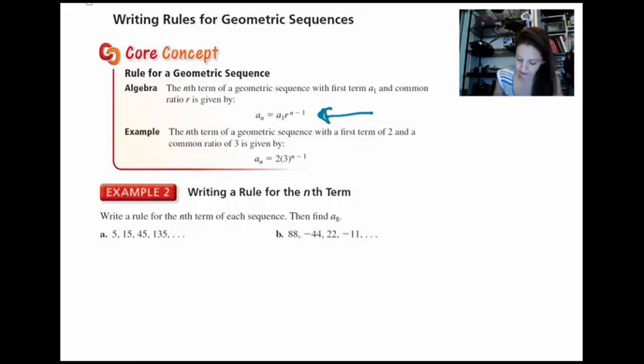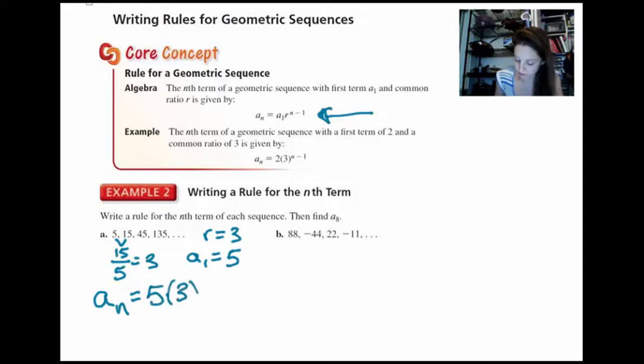So I will need to find the common ratio. I'll take 15 divided by 5. That is 3. So my common ratio is 3. And my a sub 1, my first term, is 5. Therefore, the rule is a sub n equals 5 times 3 to the n minus 1 power.